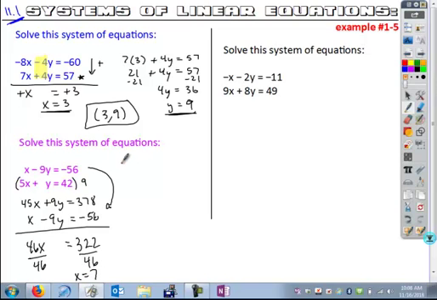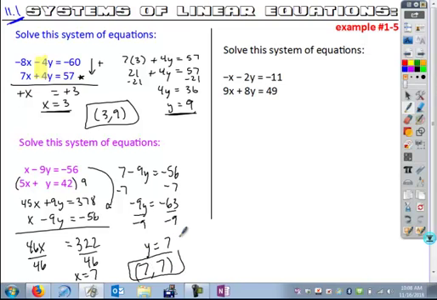And once you plug it back in here, you can use any of these equations. So if I put it in as 7 minus 9y equals negative 56 and solve, subtracting a 7 from both sides, and divide by 9, I get y is equal to 7 as well. So my solution here would be 7, 7.